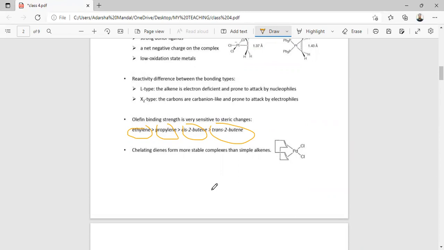This means the higher oxidation state palladium 2, copper 1, silver 1 alkene complexes favor the L-type mode of bonding, while those of nickel 0, palladium 0, platinum 0 complexes tend to favor the X2 type bonding mode. In addition, the presence of electron withdrawing substituents on the alkene also favors this X2 type bonding mode.